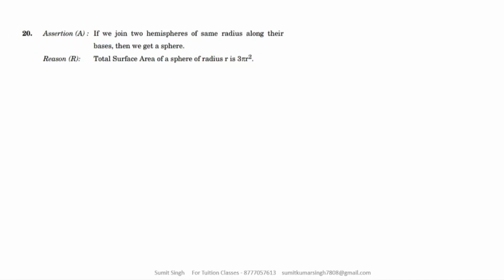In question number 20, the assertion is saying that if we join two hemispheres of the same radius along their bases, then we get a sphere. Yes, this is true because two equal hemispheres joined at the base form a complete sphere. The reason is saying that the total surface area of a sphere with radius r is 3 pi r square. No, this is wrong because you know very well that the formula for the surface area of a sphere is 4 pi r square. So the assertion is true but the reason is false here, and we will choose option number C.